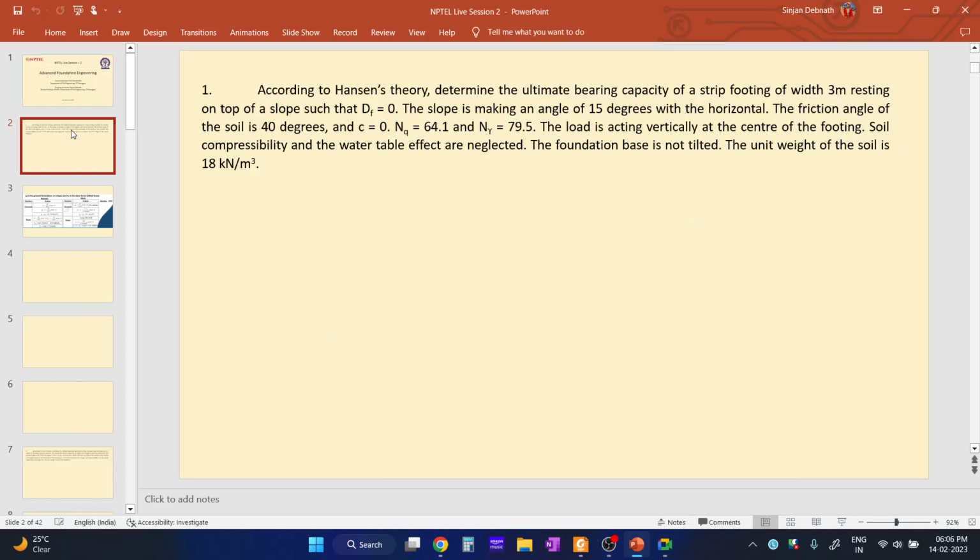So let's come to the first question. According to Hansen's theory, determine the ultimate bearing capacity of a strip footing of width 3 meter resting on top of a slope such that the embedment depth is 0. The slope is making an angle of 15 degrees with the horizontal.